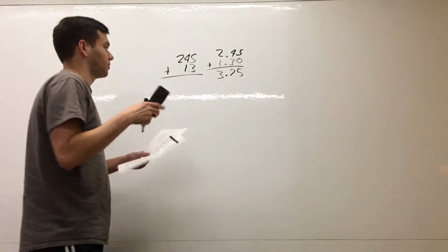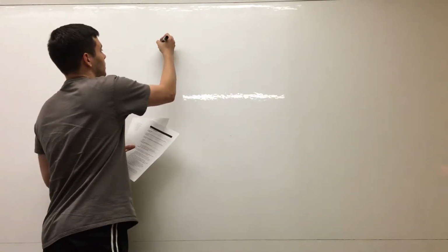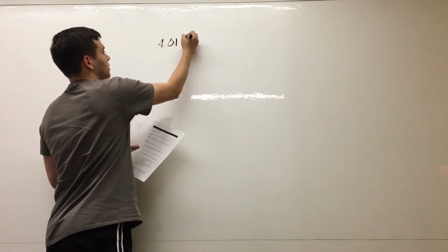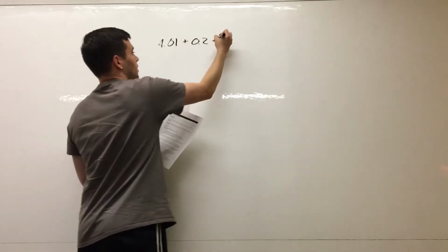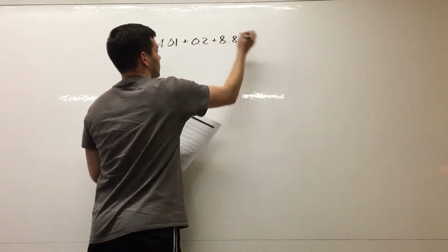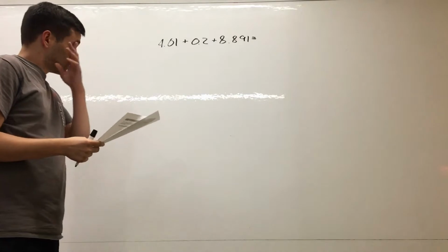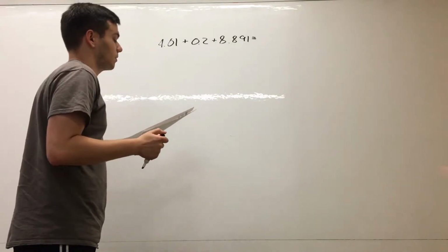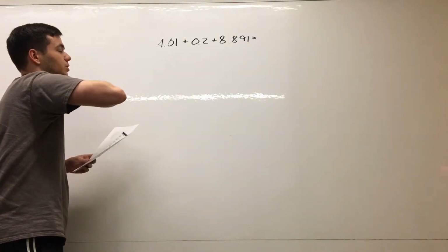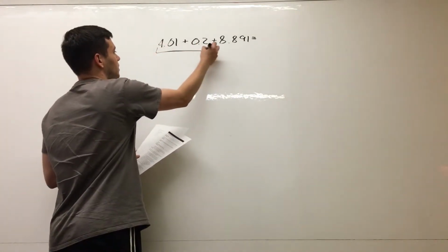So let's try another example with addition. Now what if we had 4.01 plus 0.2 plus 8.891. This is very much a question you'll see on the arithmetic part of the Accuplacer. There'll be like 3 parts, and you could add them all 3 at once. I usually just do them in parts. So first, I'm just going to add these two.